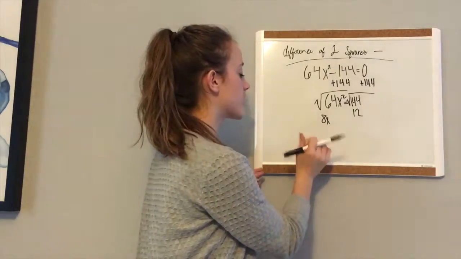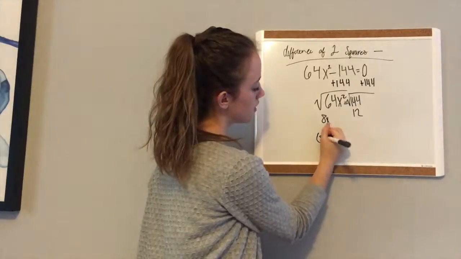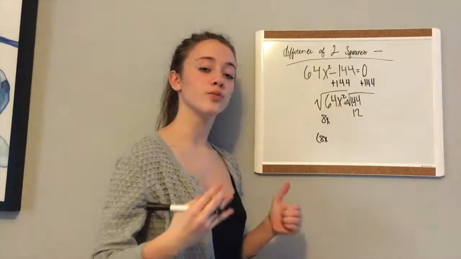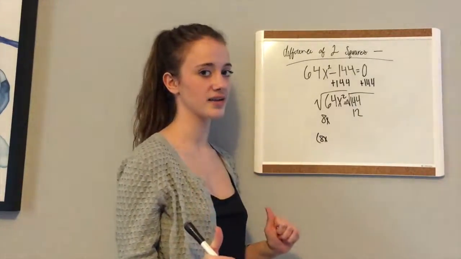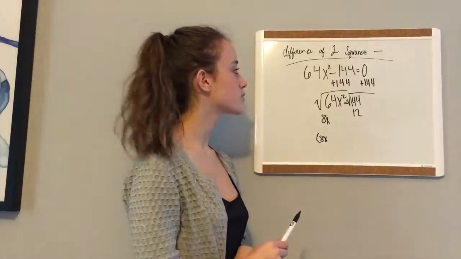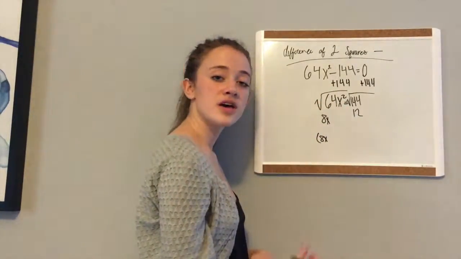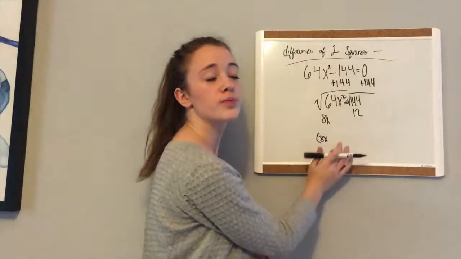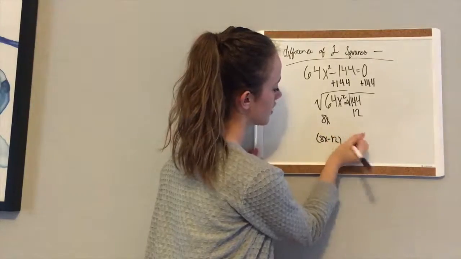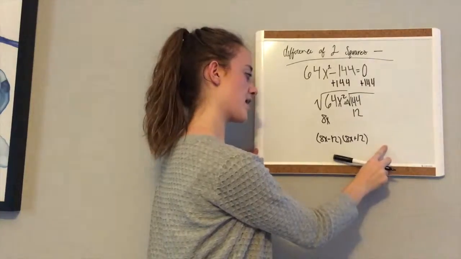So when you are creating your factors, you will have 8x in both sides, and what you'll do with the 12 now is there will be a positive 12 and a negative 12. And the reason is because the positive 12 and the negative 12 will cancel out, creating a binomial equation, which you wouldn't have if you put plus 12 on both sides. You would end up with a very different equation. So we will put 8x minus 12 and 8x plus 12. And there you have it.